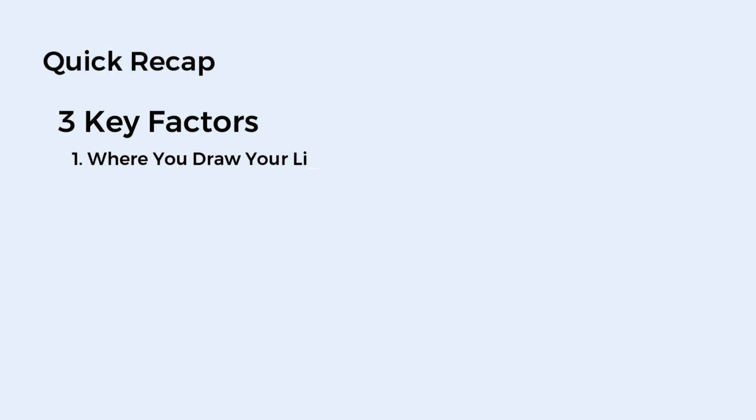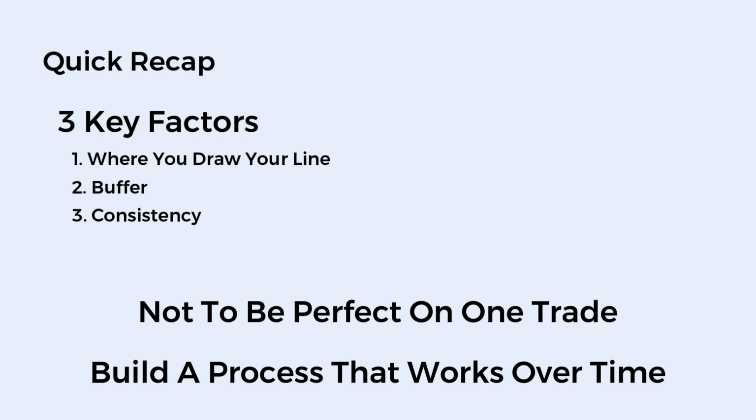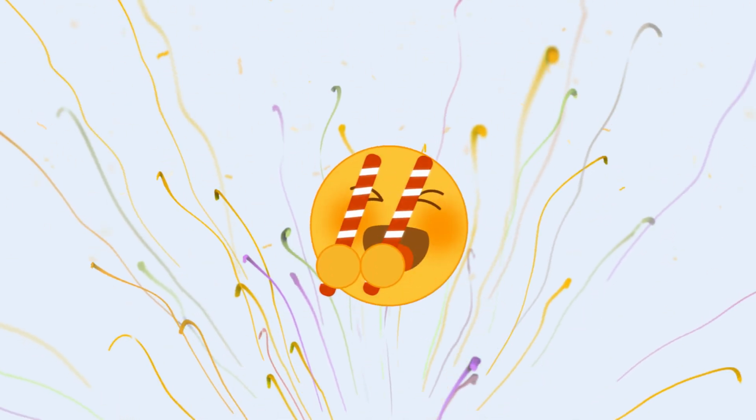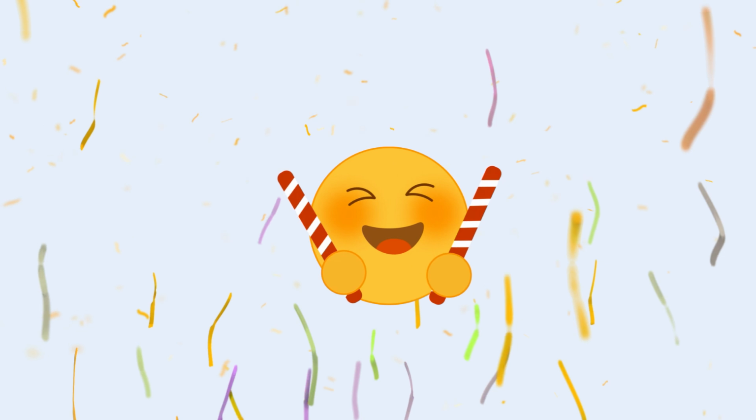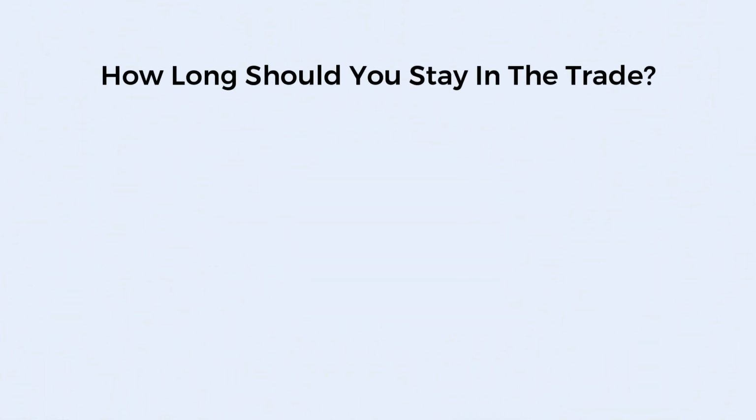Quick recap. Choosing strike prices comes down to three things: where you draw your line, how much buffer you give yourself, and how consistent you are with your approach. You're not trying to be perfect on one trade. You're building a process that works over many trades. Now, once you understand how to choose strike prices, the next step is just as important. How long should you stay in the trade? That comes down to expiration dates, and that's what we'll cover next.